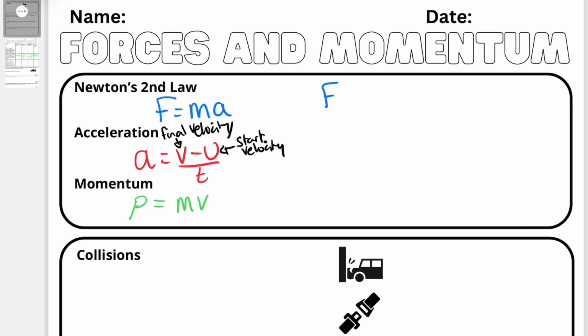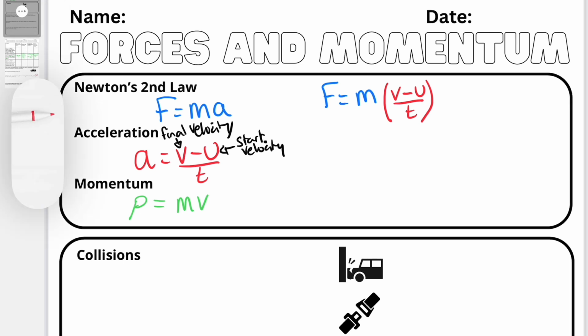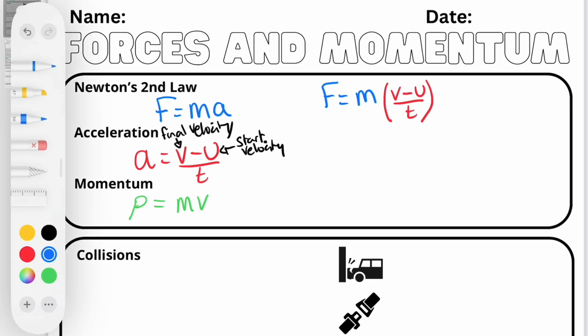So we're going to start with F equals m times a. Now instead of writing acceleration, over on the left I can see what that a equals: a equals v minus u divided by t. So now instead of writing a, I can add in that equation. I've substituted in that equation. From there, I can expand that out and I end up with F equals m times v minus m times u, all over t.